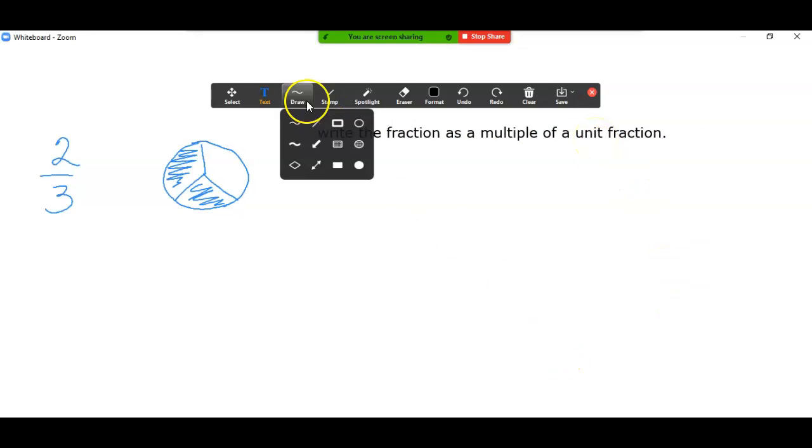So we're always going to go back to what is the unit fraction? What is one piece called? So what is this one piece, just this piece, called?